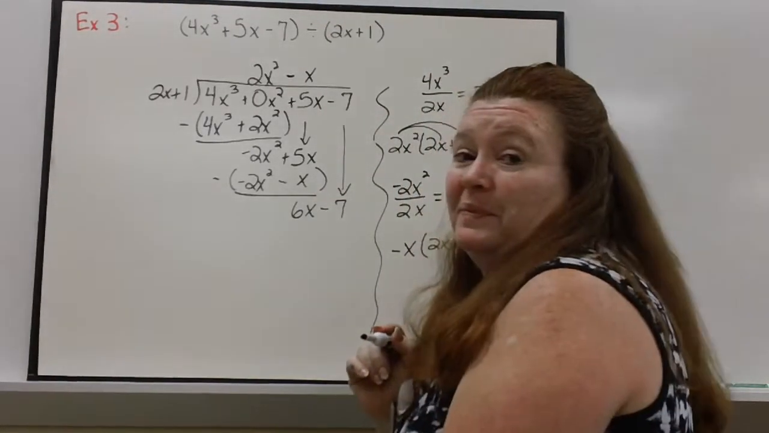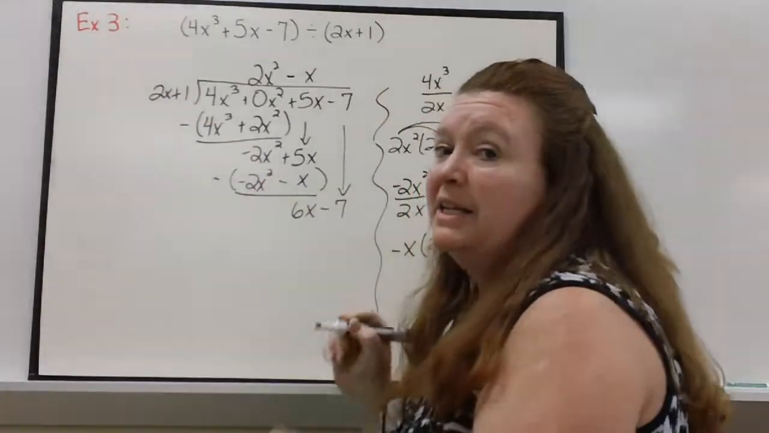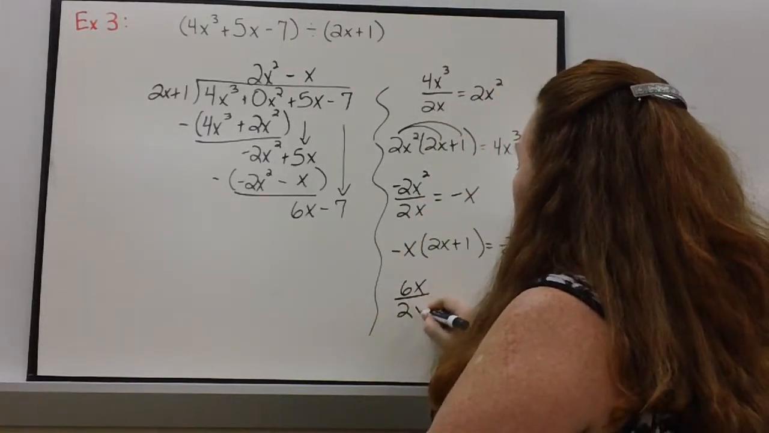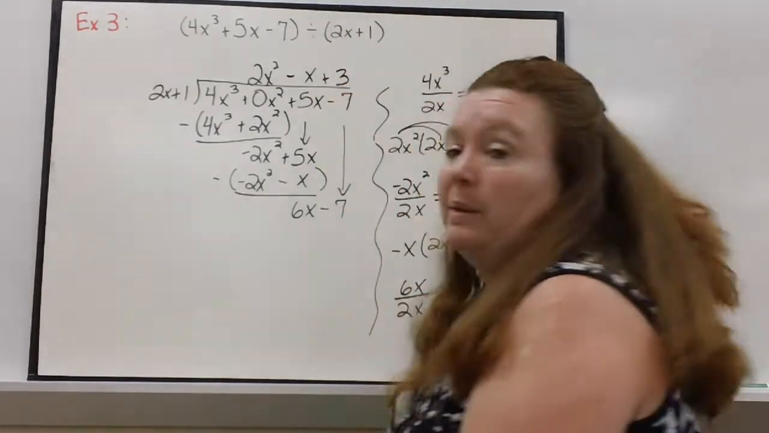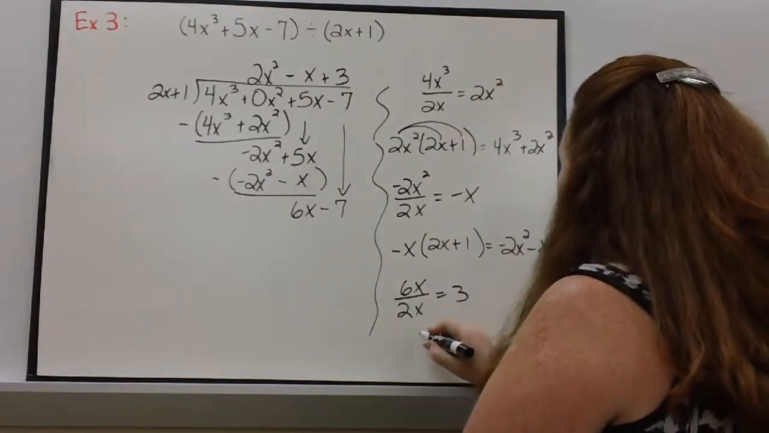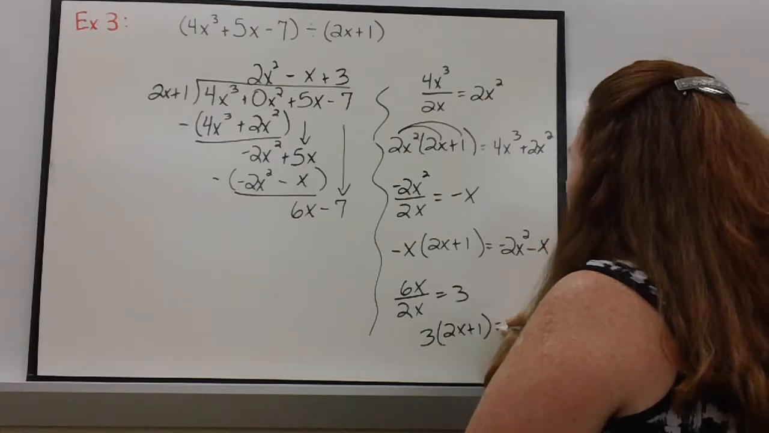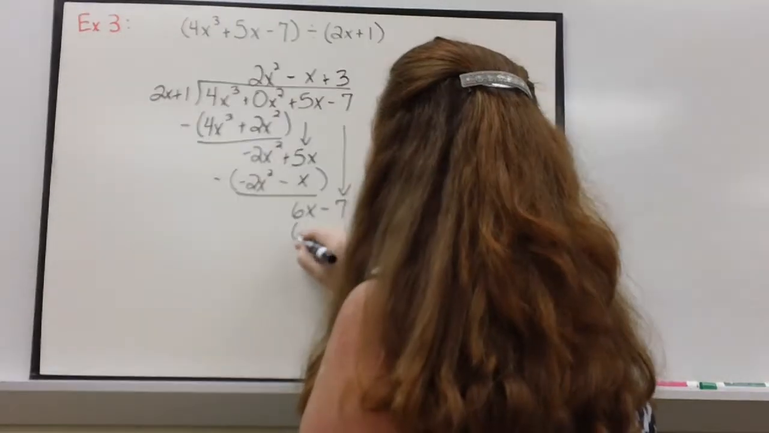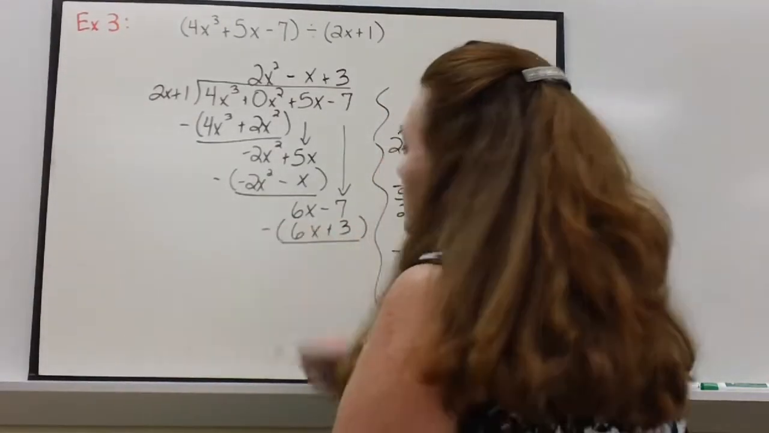One more time. Divide. 6x divided by 2x is 3. I'll write it over here for you. It's a positive 3. So I write plus 3. Multiply. 3 times 2x plus 1 gives me a 6x plus 3. So I'll write that over here. 6x plus 3. I subtract.